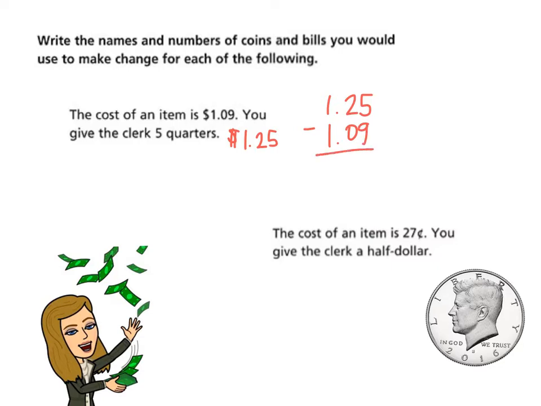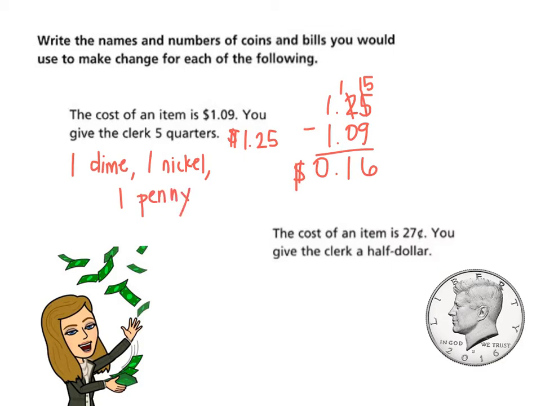So let's first figure out what change I would need to make. So I can't do 5 minus 9, so I have to borrow from next door. So 15 minus 9 is 6. 1 minus 0 is 1, decimal point, and 1 minus 1 is 0. So I need to get the change 16 cents back. So this clerk should give me 1 dime to make 10 cents, 1 nickel, which would bring me to 15 cents, and 1 penny, which would bring me to my 16 cents that I need to get back.